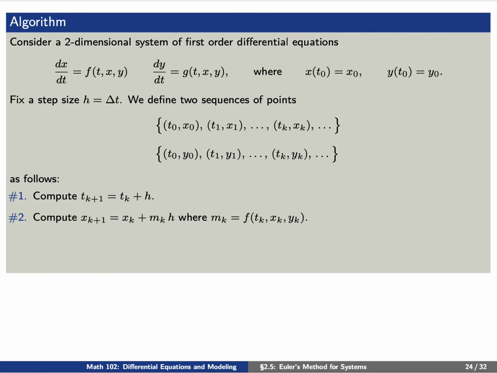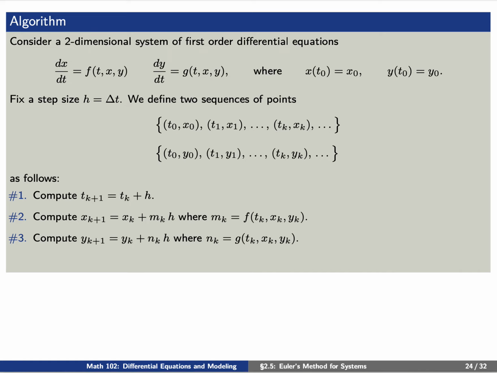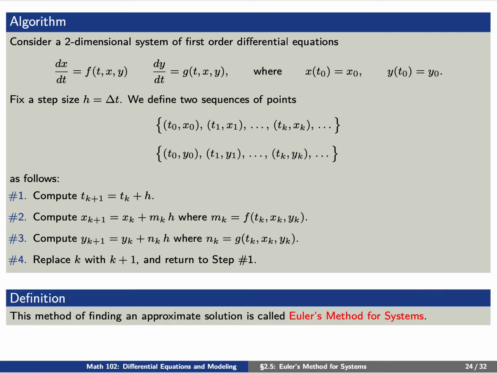Second, let's compute x sub k plus 1 in terms of the old value x sub k plus m sub k times h, where m sub k equals f of t sub k, x sub k, y sub k. Third, we'll do something similar for y sub k plus 1. We'll express this as y sub k plus n sub k times h, where n sub k equals g of t sub k, x sub k, and y sub k. And finally, we'll replace k with k plus 1 and do everything all over again by returning back to step number 1. All of this is known as Euler's method for systems.